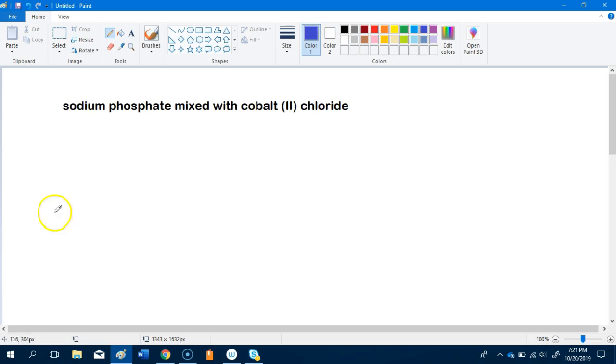So your question is, you have sodium phosphate mixed with cobalt 2 chloride, and they want you to create the reaction equation and the products, and then say whether a precipitate occurs in the products or not. And you were wondering, in the solution for 7.19, it says to neutralize the subscripts.